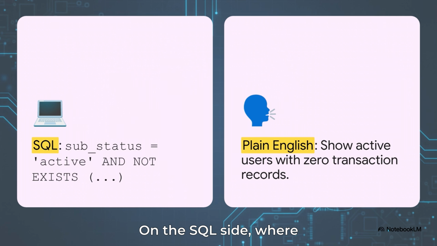On the SQL side, where substatus equals active and not exists, correlating the transaction to the user. In plain English, show me active users who have literally 0 transaction records. By using not exists with a correlated subquery, we just drop any user from our results if the system finds even a single transaction for them. Bam, we are left only with the anomalies.